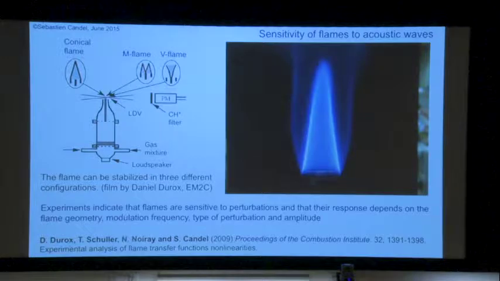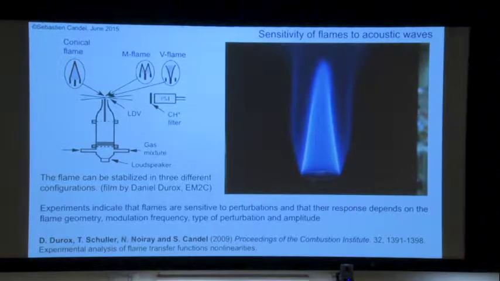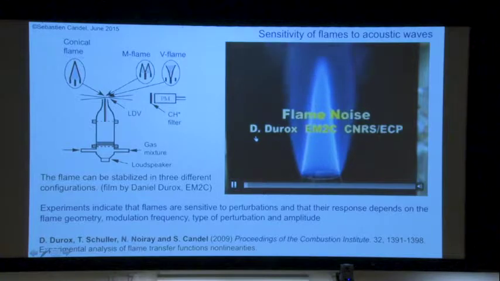To study that, we use this device. We've done some extensive studies of such flames, like this Bunsen flame, stabilized on a burner. You have a loudspeaker at the bottom. I showed this film yesterday, which I will run while I'm speaking as well.